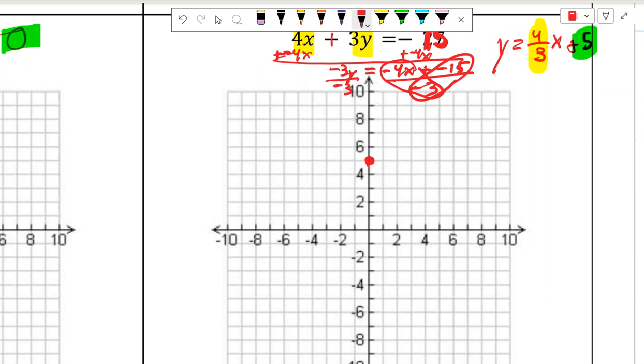So we're going to go up 4, 1, 2, 3, 4, and then over 3, 1, 2, 3. Now we've run out of graph already, so what is equal to 4/3? Negative 4 over negative 3. So that means down 4, left 3. Down 4/3. Down 4/3. And that's plenty of points to graph.